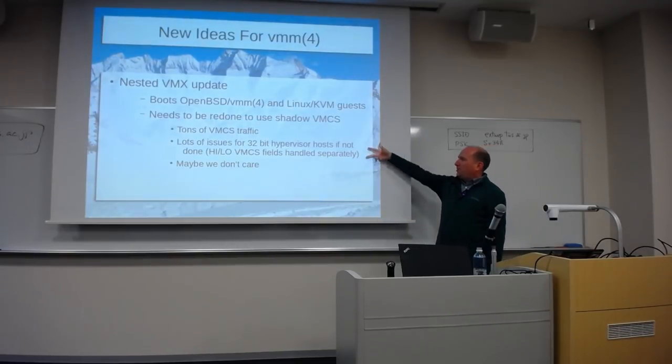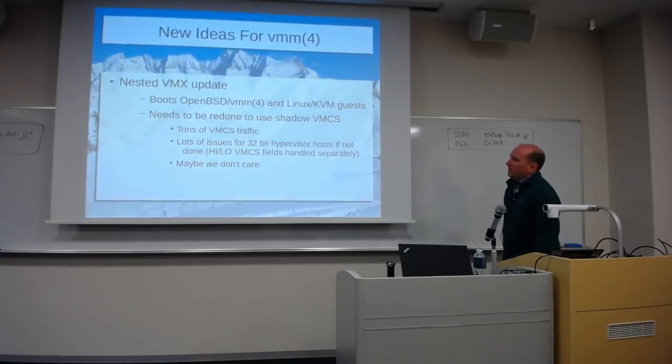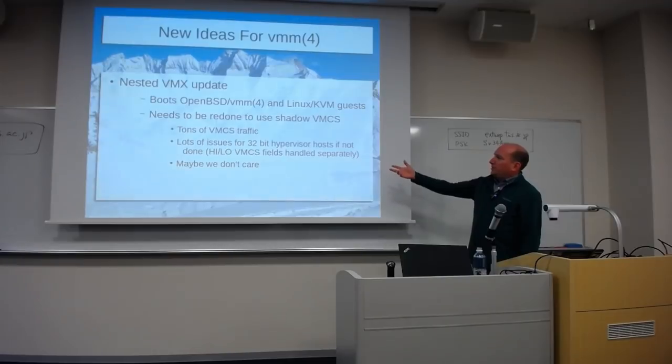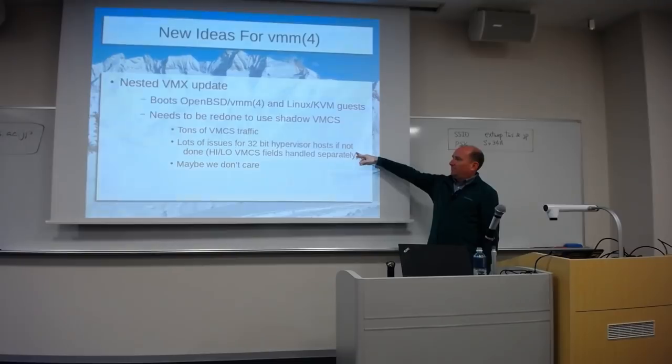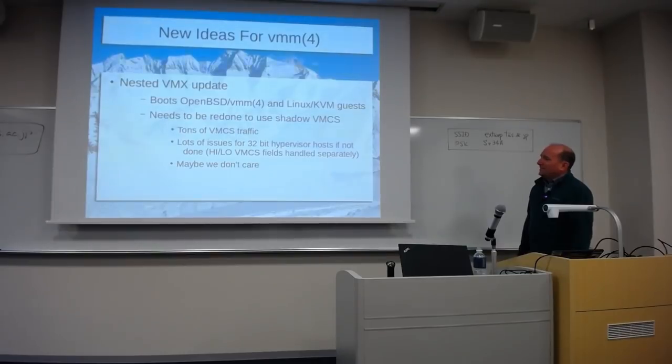The other issue with using the emulated approach is running a 32-bit hypervisor is really messed up. It's a lot harder. And that's actually probably something I brought on myself, because the VMCS fields are split into two 32-bit pieces for the 64-bit fields in that mode. And again, maybe we just don't care about trying to support these old hosts and or 32-bit hypervisor guests. Okay. Maybe we don't care.